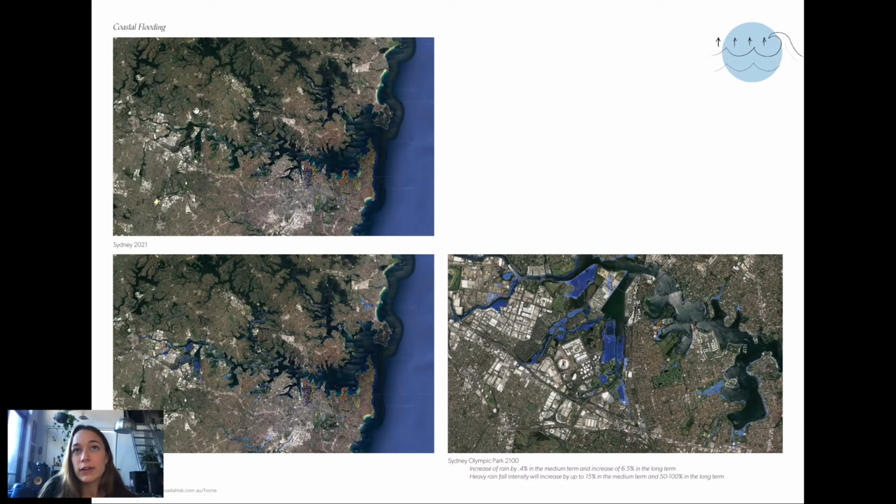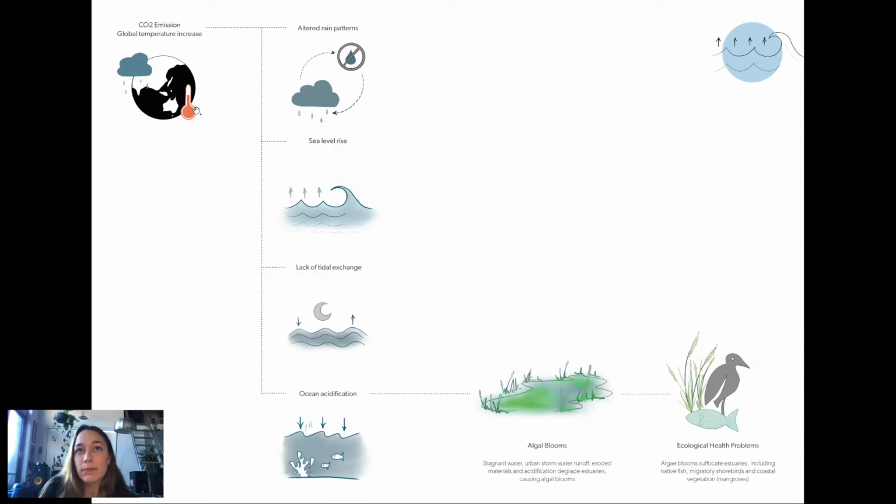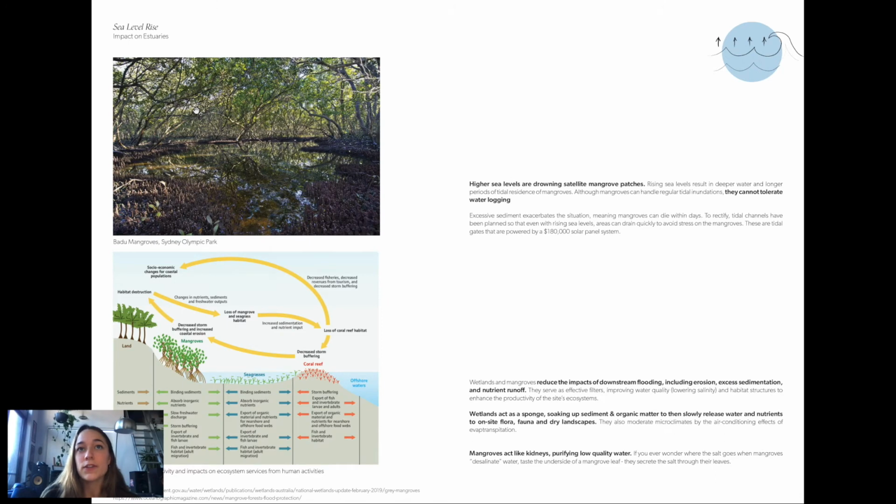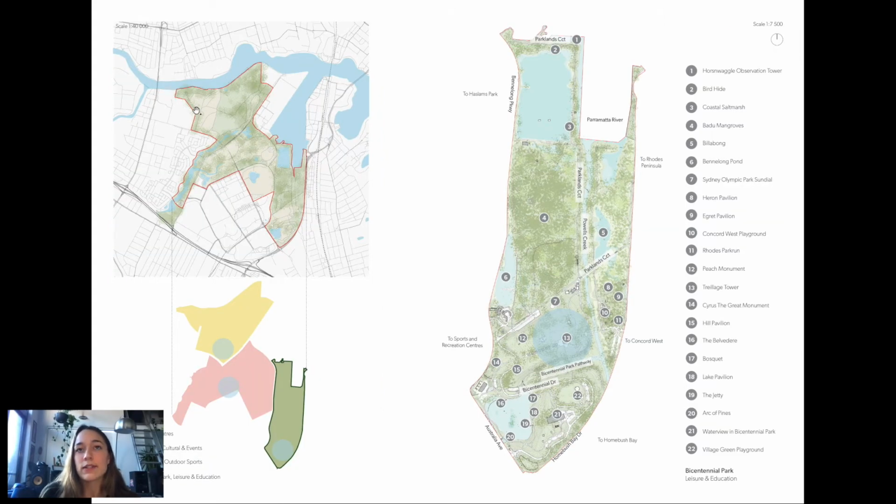Looking deeper into sea level rise, the site is susceptible to dramatic changes in coastline over the next century. Altered rain patterns, sea level rise, lack of tidal exchange, and ocean acidification cause many issues, including algal blooms, that suffocate estuaries, native fish, birds, and mangroves. Mangroves can tolerate inundation, but the high sea levels are drowning them. Wetlands and mangroves are vital ecosystems that reduce the impacts of these wicked problems, so protecting these ecosystems will help protect us. The site has three main sectors: Armoury Park, Haslams Park, and Bicentennial Park. The proposed Discovery Centre will be located in Bicentennial Park, as it has a strong connection to these vital ecosystems.